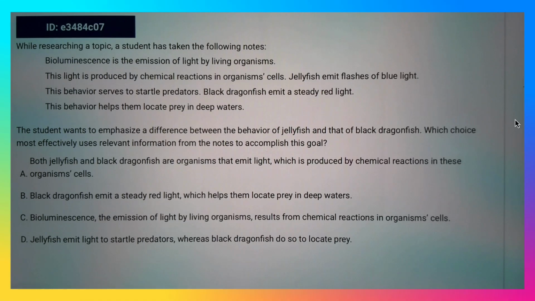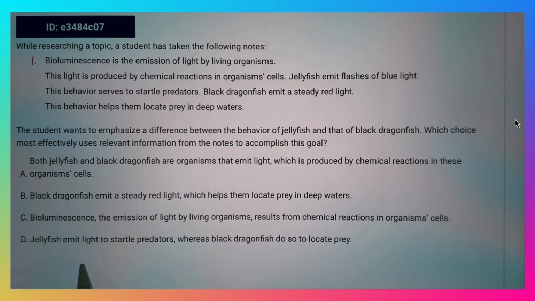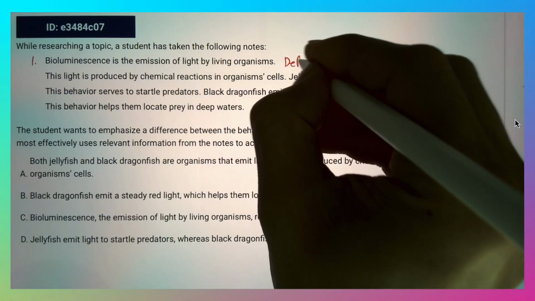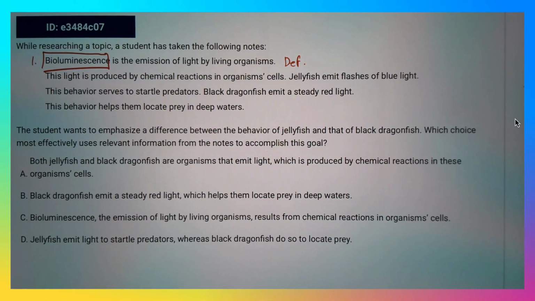While researching a topic, a student has taken the following note. Let's start with line 1. Bioluminescence is the emission of light by a living organism. That's a definition. So it looks like our topic is about bioluminescence, so I'll box that.